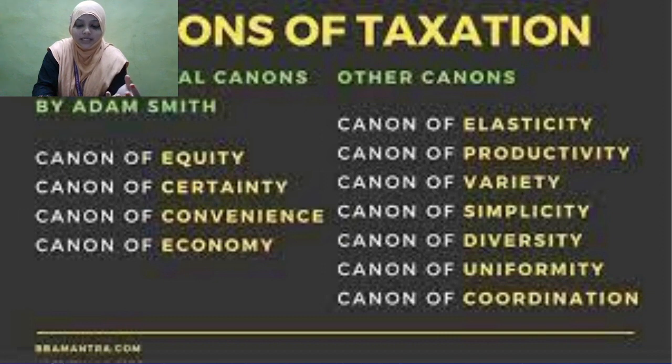Canon of simplicity: the tax system must be very simple for the taxpayer, who must have awareness of how to pay his taxes. Canon of diversity: the country's tax structure should be dynamic and diverse in nature rather than having a single or double tax system. Canon of uniformity refers to uniformity in imposing taxes, assessment of taxes, and realization of taxes. Last but not least is canon of coordination, which states that the tax authorities should be well coordinated to receive taxes from the citizens of the country.